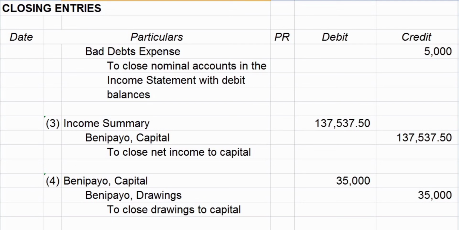Fourth, the drawing account, which normally has a debit balance, is credited for the full amount of its balance in order to close it with a debit to the owner's capital account. So you see, all the nominal or temporary accounts are eventually closed to the capital account. Their balances at the end of an accounting period are not carried over to the next period, but instead become zero after the closing entries.